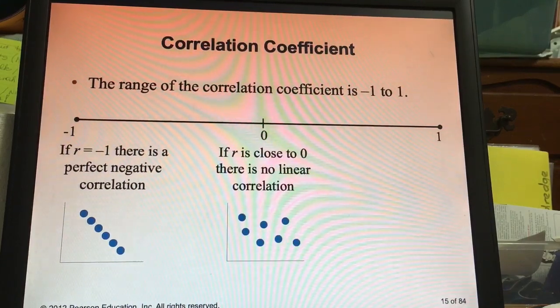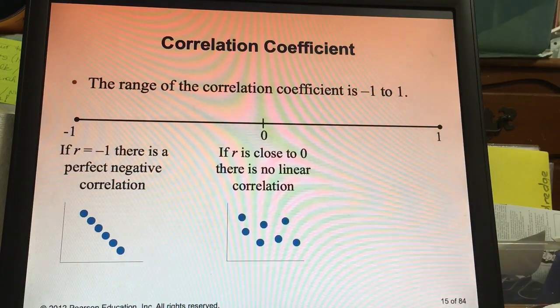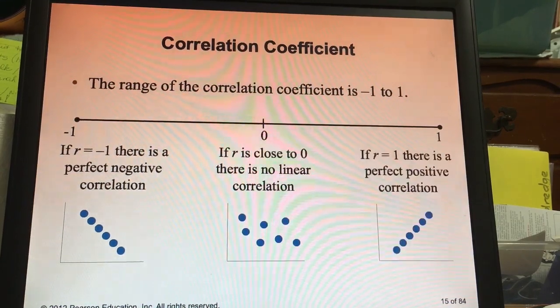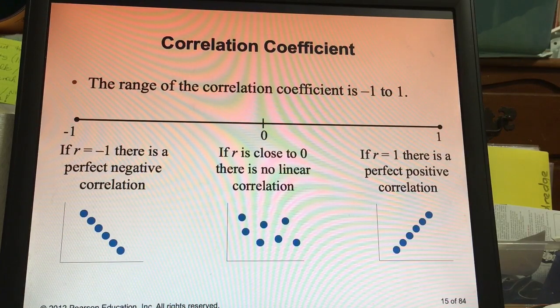R is close to 0. There is no linear correlation. We could not make a line going through there. It's just too scattered. And then if R is 1, there is a perfect positive correlation. In other words, the points lie exactly on a line.